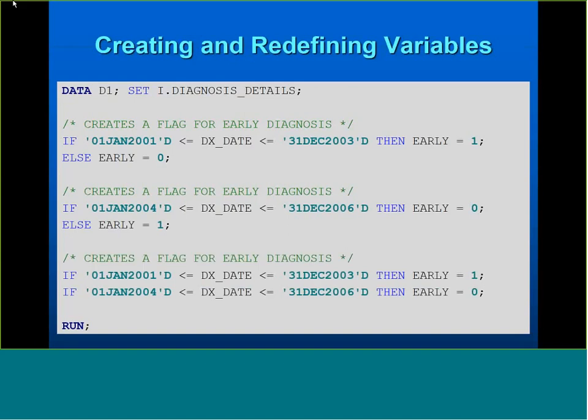The other way to potentially do this is to create two separate statements. So instead of using the if, then, else set of statements, you could just use if, then statements. And you could say, if the first date condition is this, then early equals that, and if a second date condition is this, then early equals that. So all three of these are just different ways, essentially, to code the exact same thing in Sass.